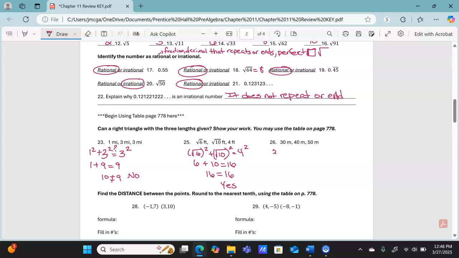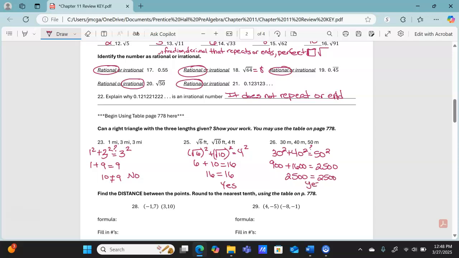30 squared plus 40 squared equals 50 squared. So we're checking that. 30 squared would be 900. 40 squared would be 1600. 50 squared would be 2500. And if you add 900 and 1600, you get 2500.